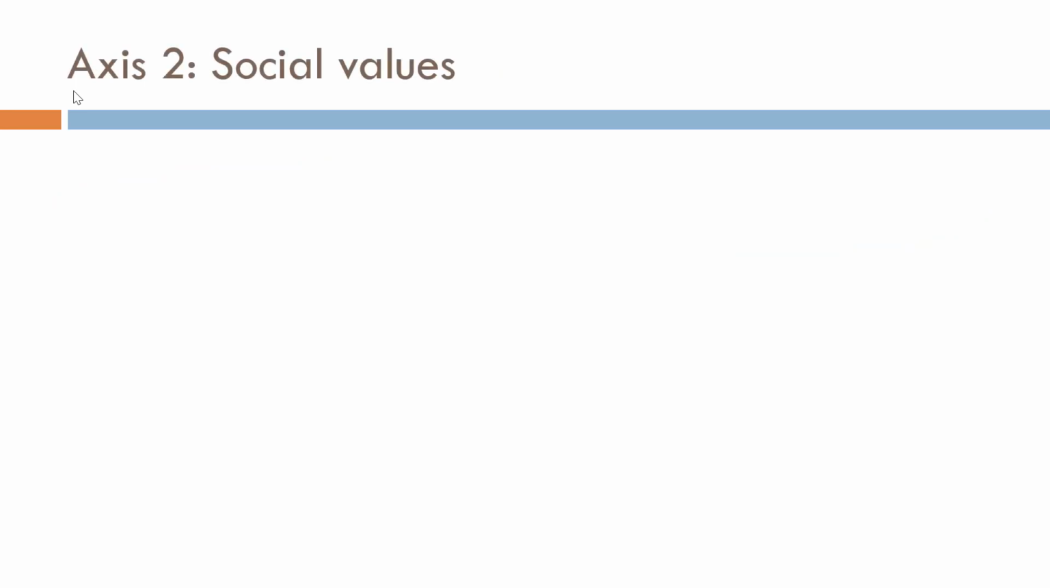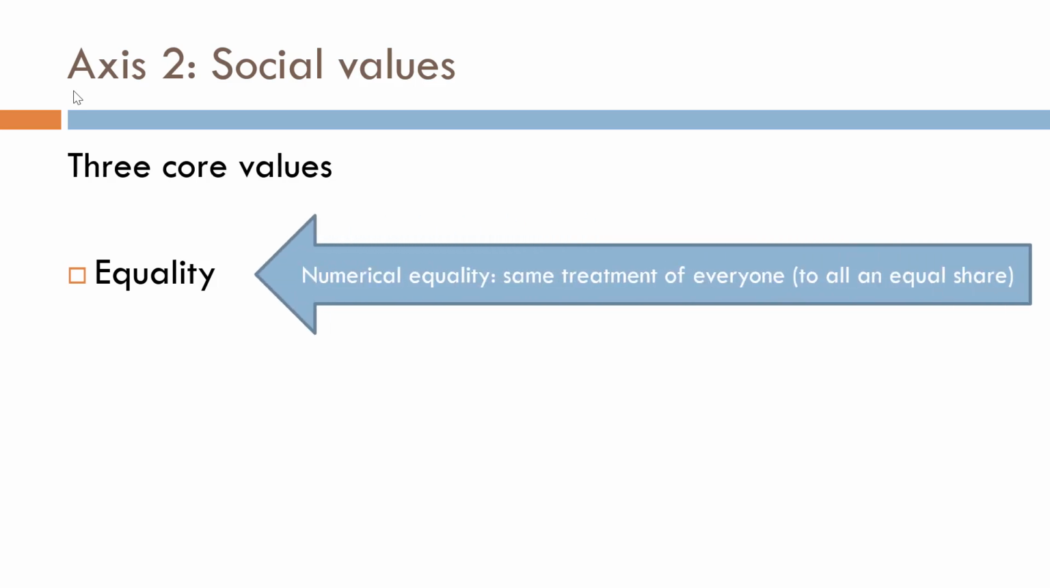There are many values that go into all the different choices that are made along those 4 dimensions. But there are 3 core values that must be considered. The first is equality, and we've already gone over equality and equity, etc., in terms of social justice. For the purposes of the Gilbert and Terrell framework, they're considering the numerical aspect of equality, which is the idea to treat everyone the same, or as they say, to all an equal share.